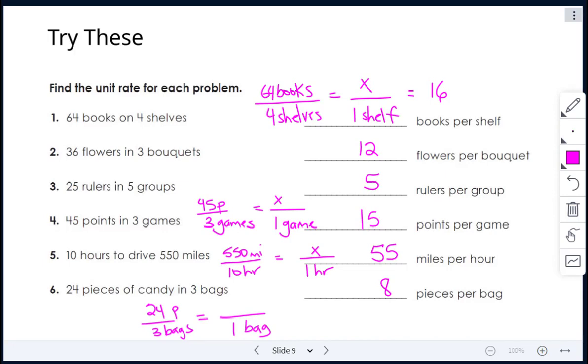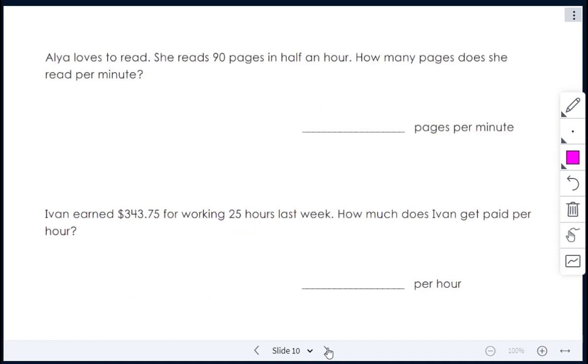All right, so we just finished completing these questions here to get the unit rate. Next, we just have a couple more examples to do here on unit rate. So Alia loves to read. She reads 90 pages in half an hour. How many pages does she read per minute? For a question like this, the first thing you have to do is change this half an hour to minutes. So half an hour is 30 minutes.